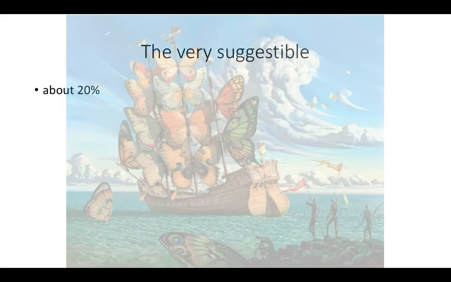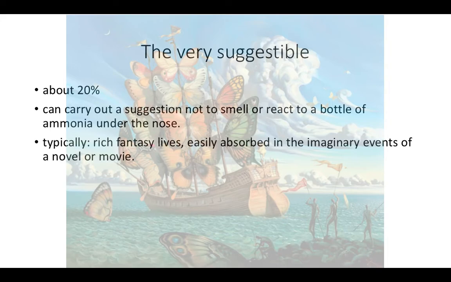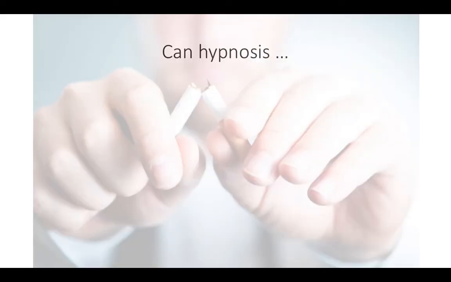Among the very suggestible, it's about 20% of the population. They can successfully carry out that suggestion not to smell or react to a bottle of ammonia under the nose, which is hard because ammonia is extremely strong smelling. The people who are very suggestible typically have great imaginations and a rich fantasy life. If they're reading a novel or watching a movie, they get deeply absorbed into it, and those people tend to be very hypnotizable.